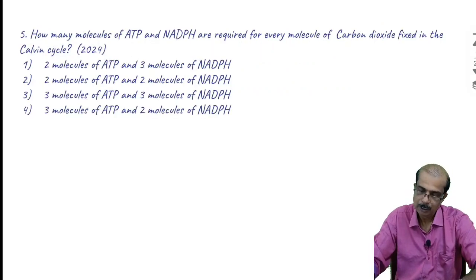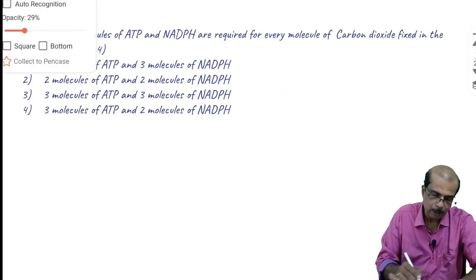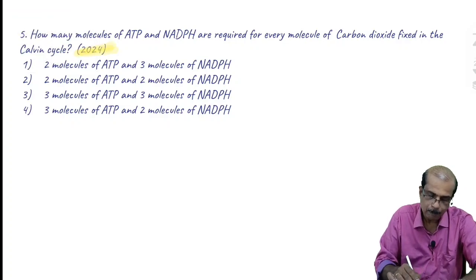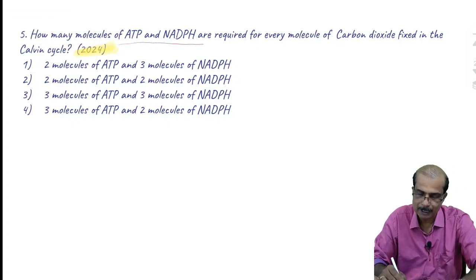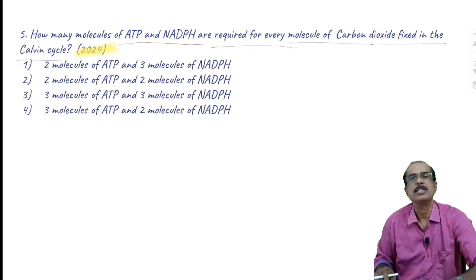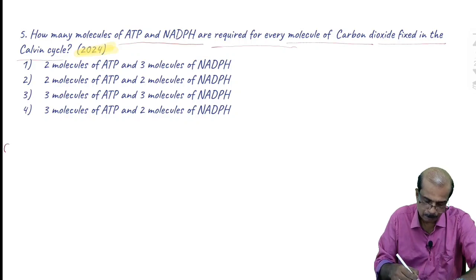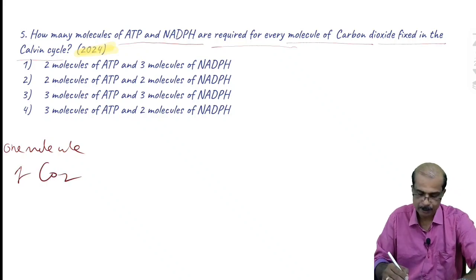Next question, asked during 2024. How many molecules of ATP and NADPH are required for every molecule of carbon dioxide fixed in the Calvin cycle? So 1 molecule of carbon dioxide is to be fixed.